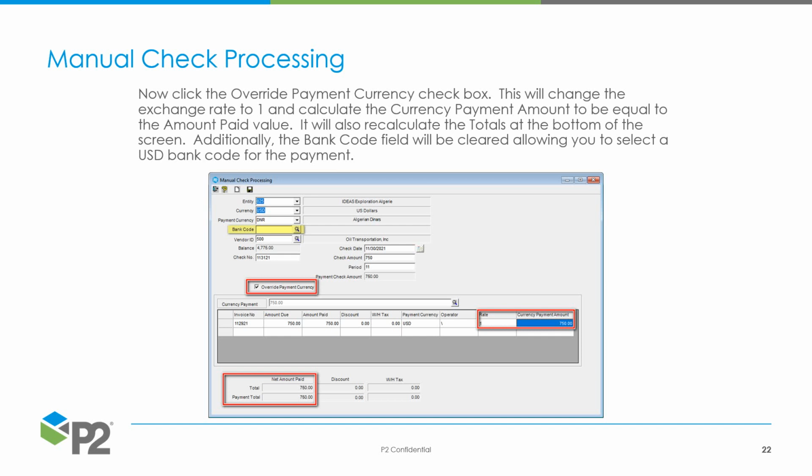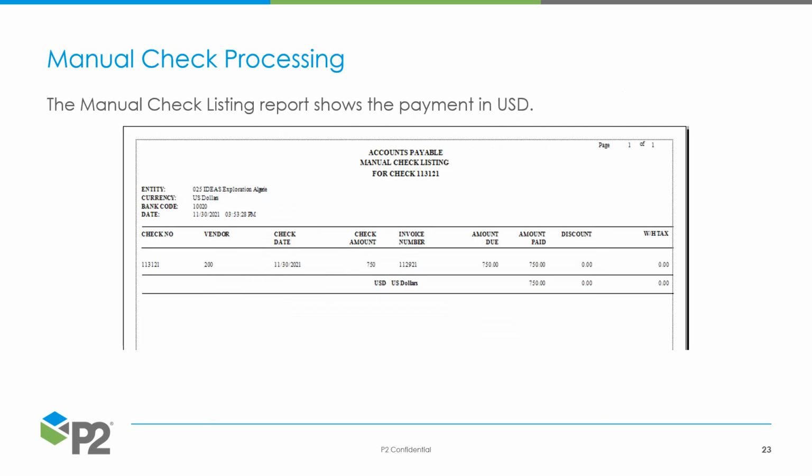If there are multiple invoices that are being paid by this check, then all of the invoices will be set to a rate of 1 that would match then the invoice amount in USD, and everything would be paid as USD. And now the manual check listing report shows the payment in USD. The amount paid is always in US dollars on this report, since the invoice and the payment were both in US.